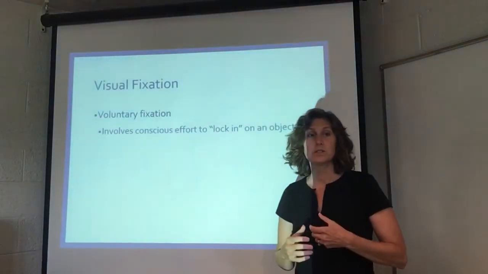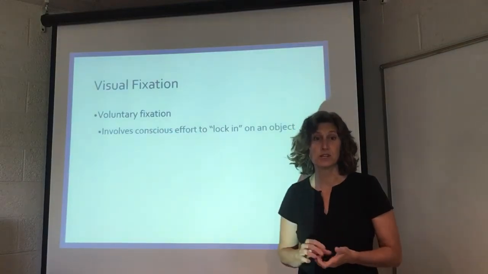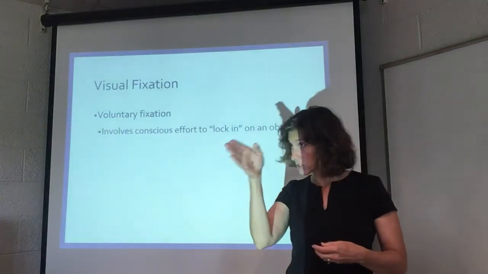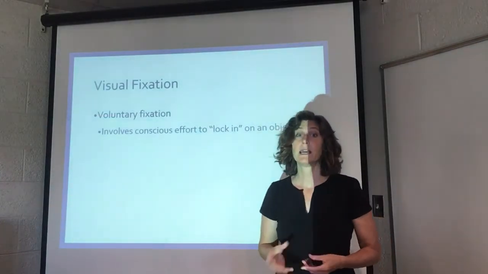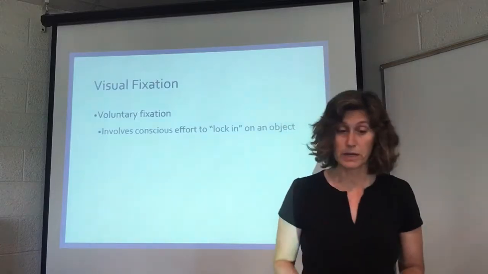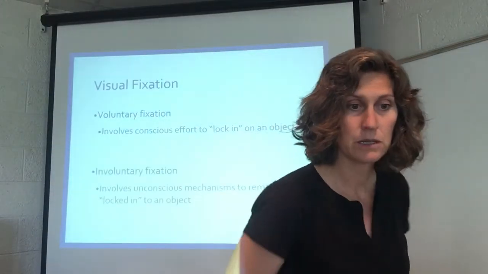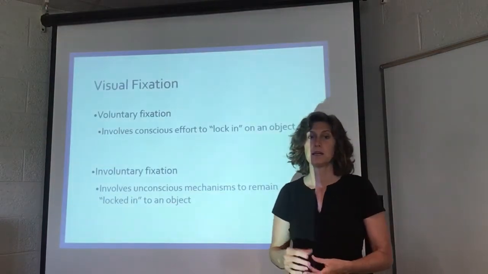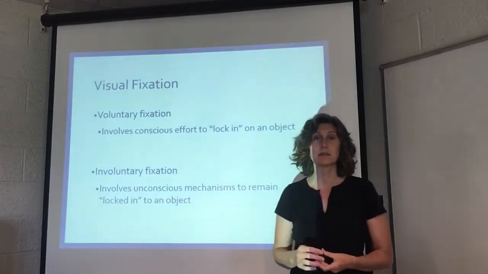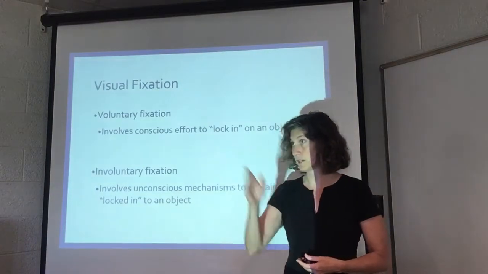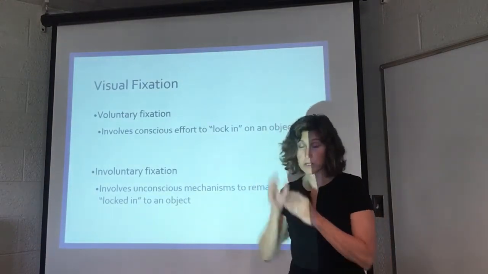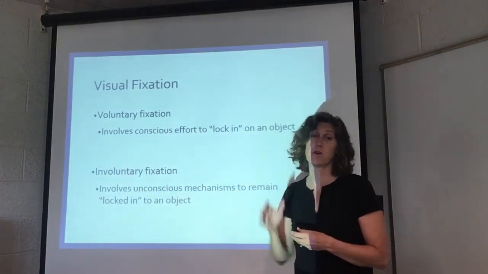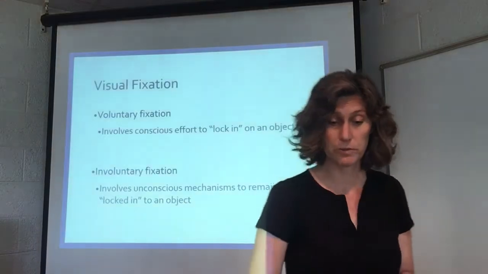Okay, there are different aspects of visual fixation. Voluntary fixation is where you're foveating, where you're staring right at the thing you want to see and you're locking into it consciously. You're making a conscious effort to see it. Involuntary fixation is this unconscious process that allows you to remain locked into it. So once you've foveated, once you've identified what you want to put in your vision, involuntary fixation helps you stay focused on it. It helps you remain locked into it.